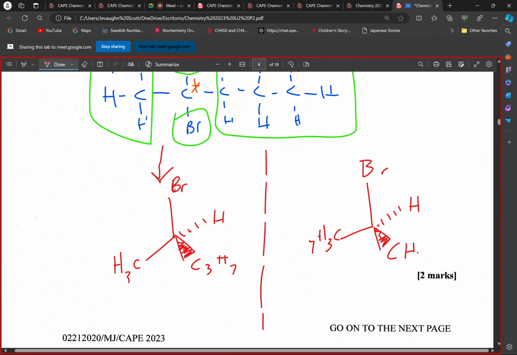This should be CH3, right? This would be the... it's going clockwise. This is going to be the R and this is going to be the S isomer. Alright, so do you guys understand what was done to create these isomers?